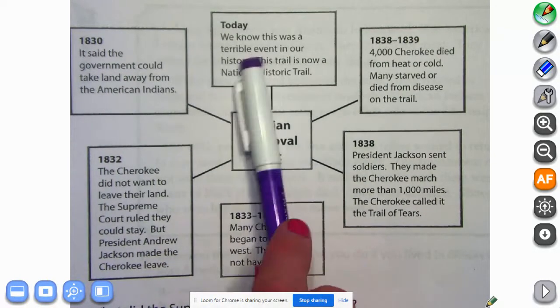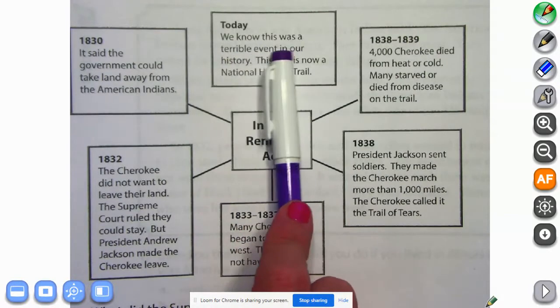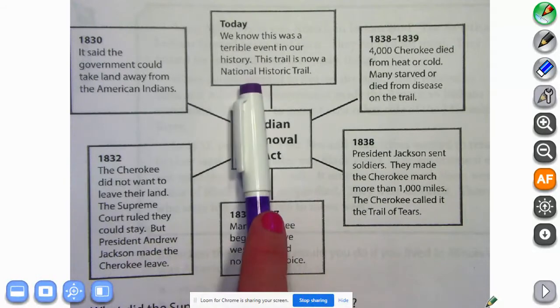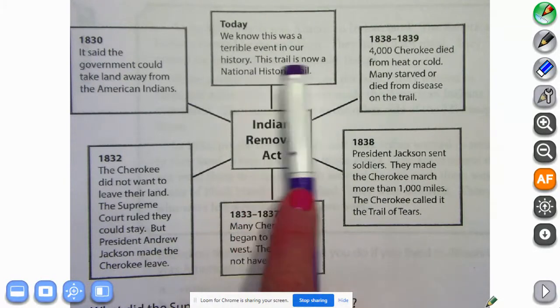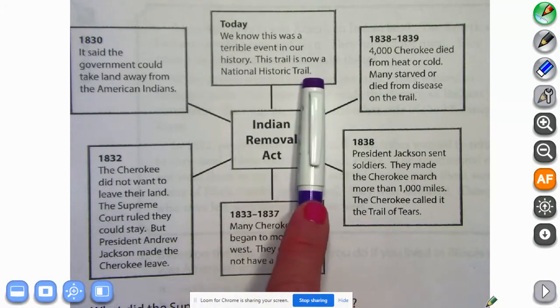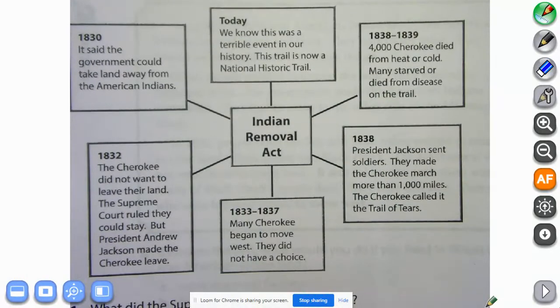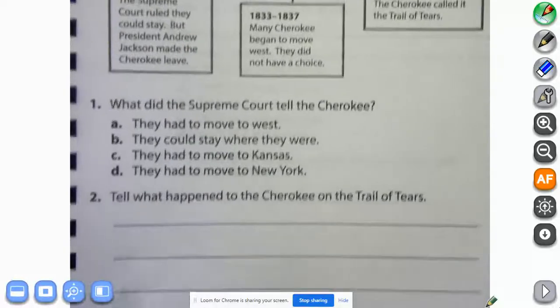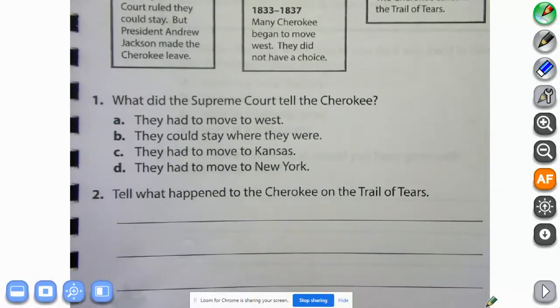Today, what we know now, we know this was a terrible event in our history. It just feels so bad to have that be a part of our history. This trail is now a National Historic Trail. I'd love to visit to see that, to pay my respects at some point. But we're going to read our questions and get our answers done.